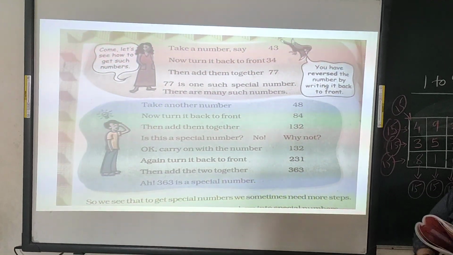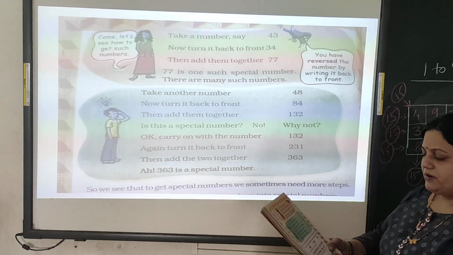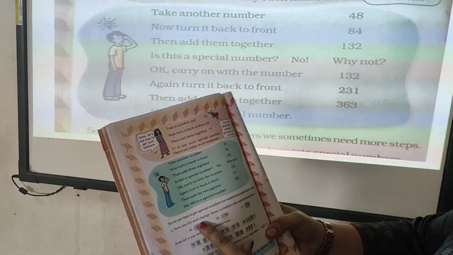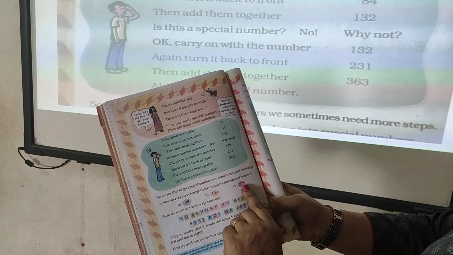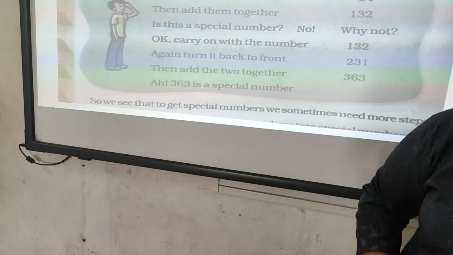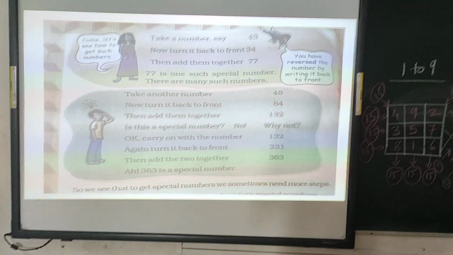Like this, these three questions are given in your textbook, page number 106. Now you try and change these numbers into special numbers: 28, 132 and 273. You have to do this in the worksheet. Now see, children.